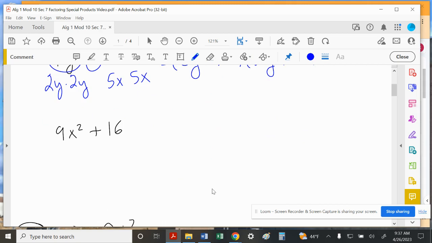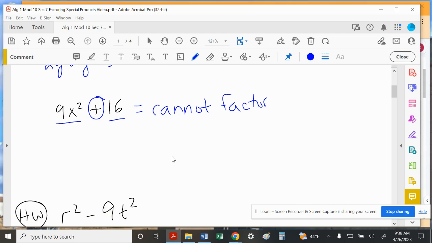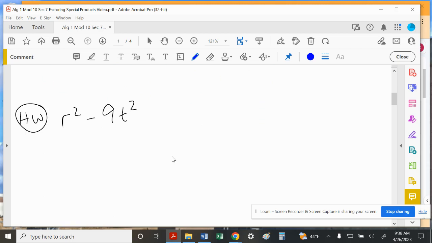So notice this one. These are perfect squares, both of the terms. That's 3x times 3x and 4 times 4. However, that's a plus sign. Since it's a plus sign, we cannot factor it. So notice that the difference between having a plus sign or a minus sign there is that if it's a minus sign, it factors. If it's a plus sign, then we cannot factor it. Okay, so let's do some problems.